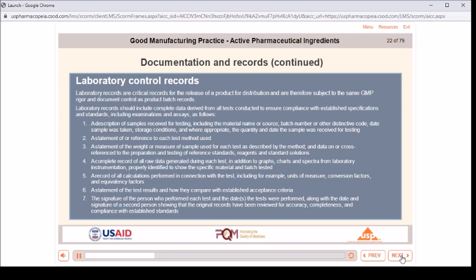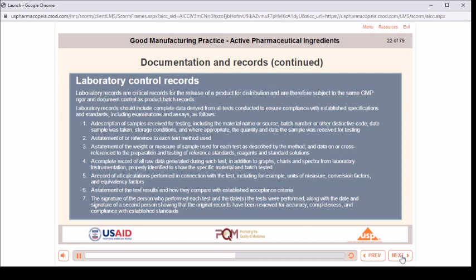1. A description of samples received for testing, including the material name or source, batch number or other distinctive code, date sample was taken, storage conditions, and where appropriate, the quantity and date the sample was received for testing. 2. A statement of or reference to each test method used. 3. A statement of the weight or measure of sample used for each test as described by the method, and data on or cross-referenced to the preparation and testing of reference standards, reagents, and standard solutions.